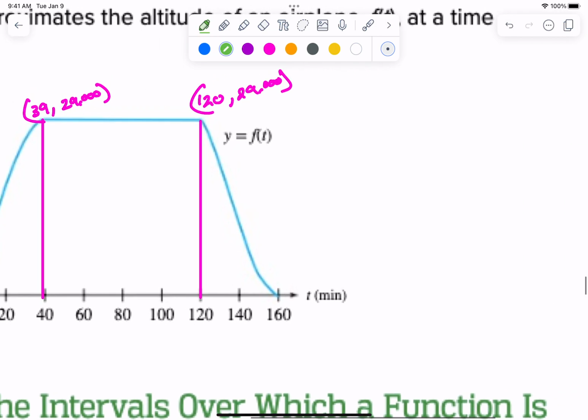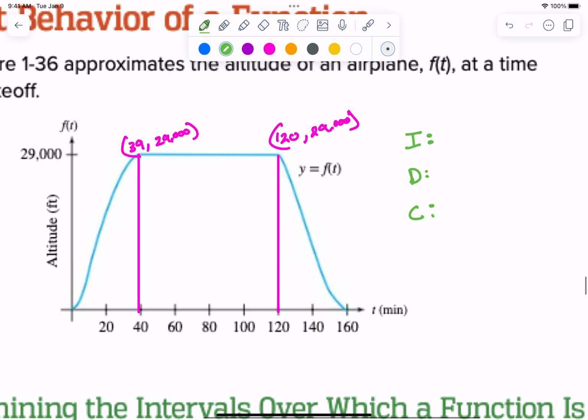All right, so here's the deal. We have places where we have a function that is increasing, we have a function that's decreasing, and we have a function that's constant, okay? You know what increasing means. You know what decreasing means. Do you know what constant is? Stays the same.